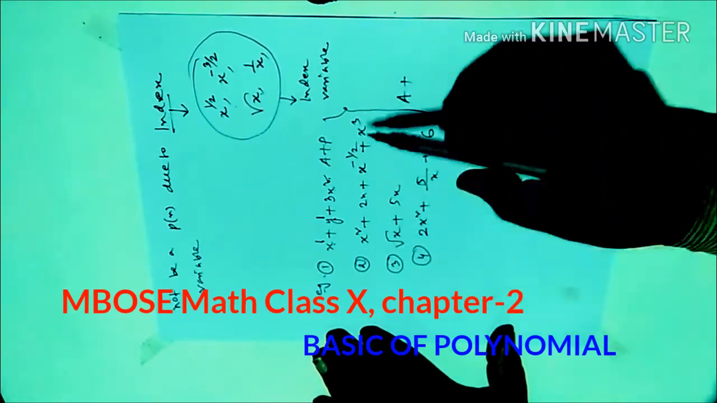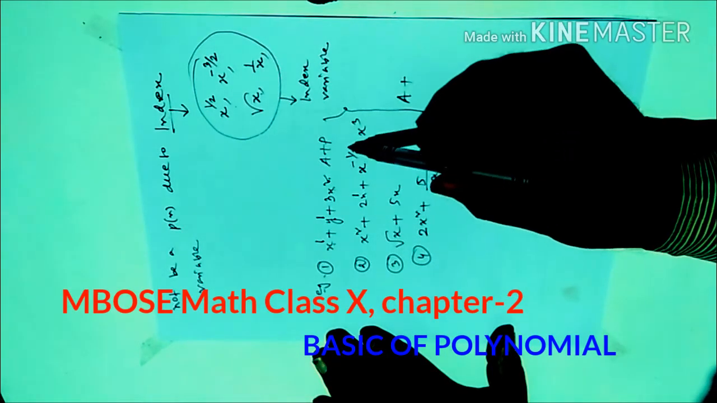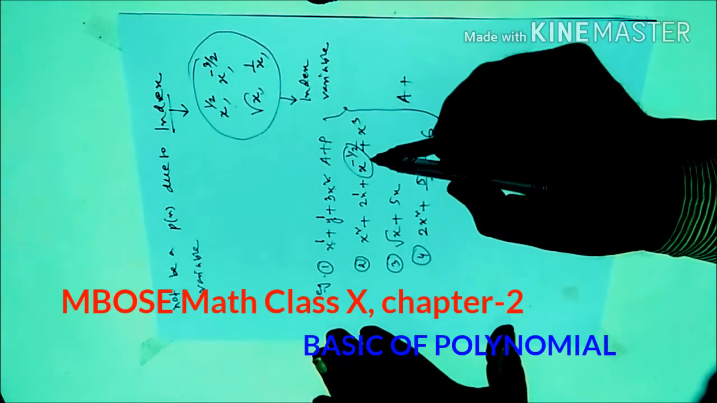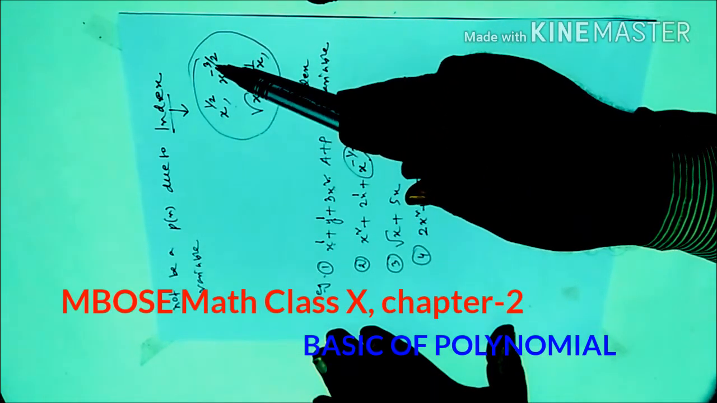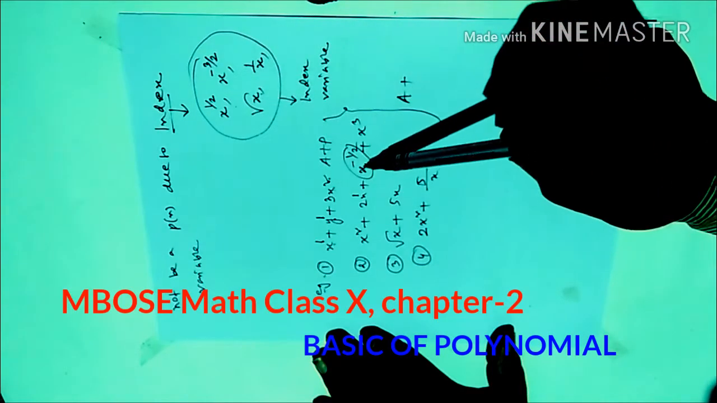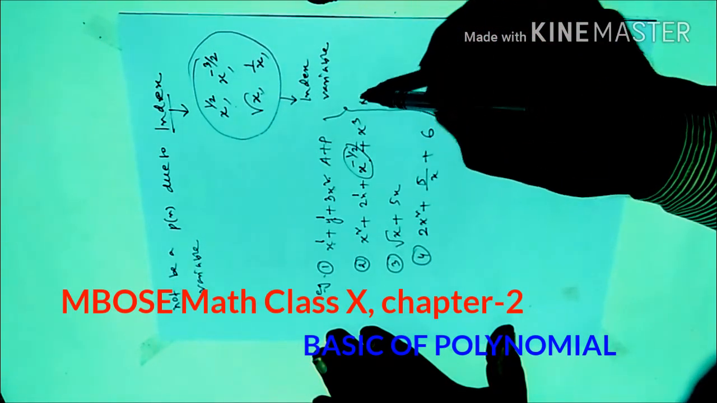You see this one, x power how much here? 2. x power how much here? 1. But here in this one you see negative power. So this is an index variable. I mean if the variable exponent is a negative power, it is called index. So due to this index variable, this is not a polynomial.